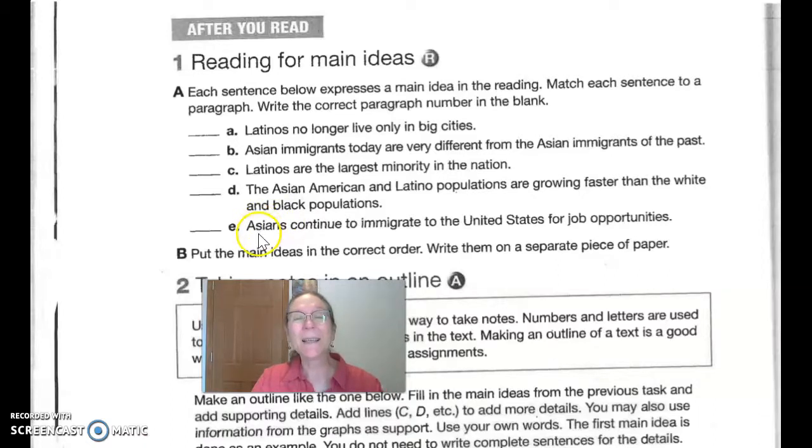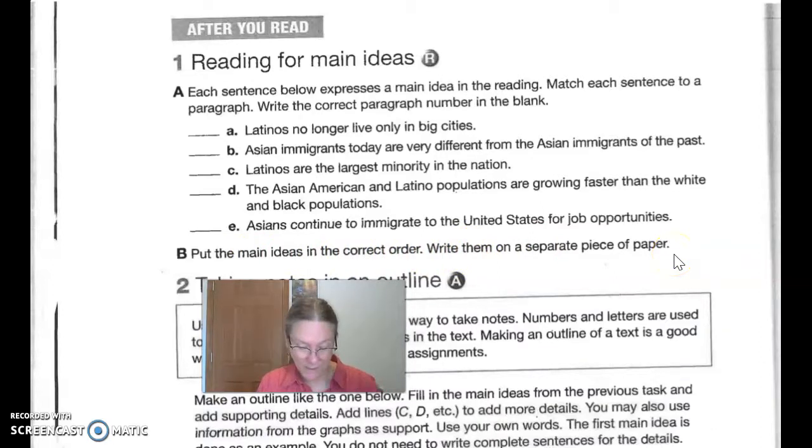Alrighty, and lastly, what paragraph haven't we covered up here? Asians continue to immigrate to the US for job opportunities. I think that would be, it's almost exactly the sentence at the beginning of paragraph 5. So we'll put 5 here. All right, so now we have the main ideas all separated out, and they want you to put the main ideas in the correct order and to write them on a separate piece of paper.